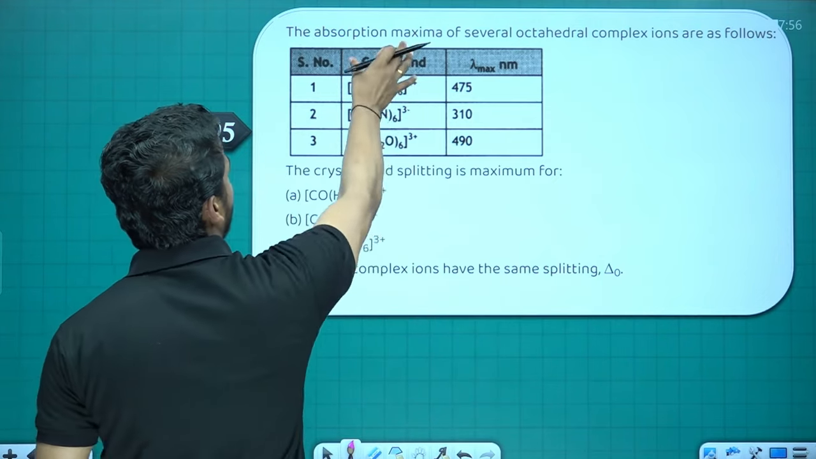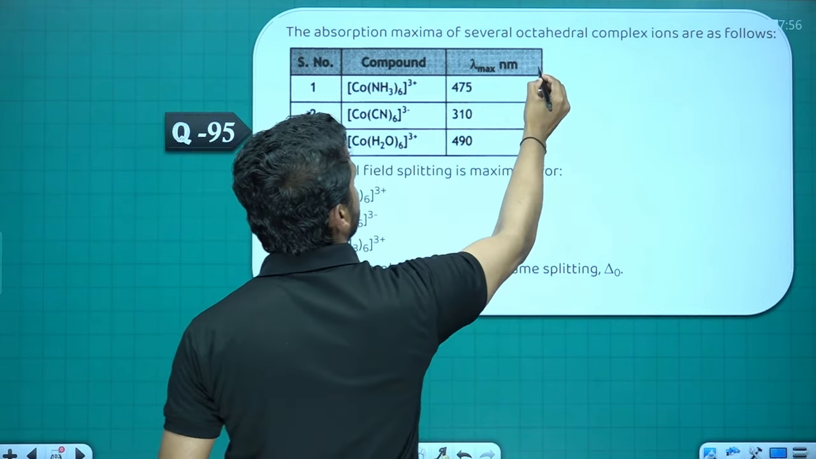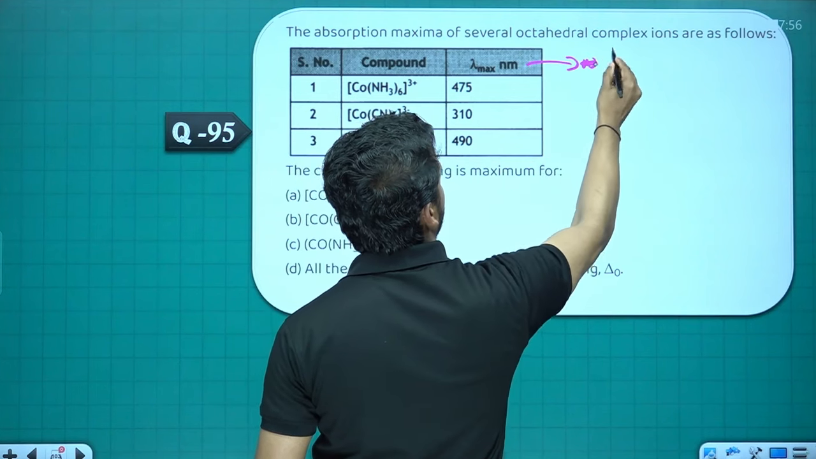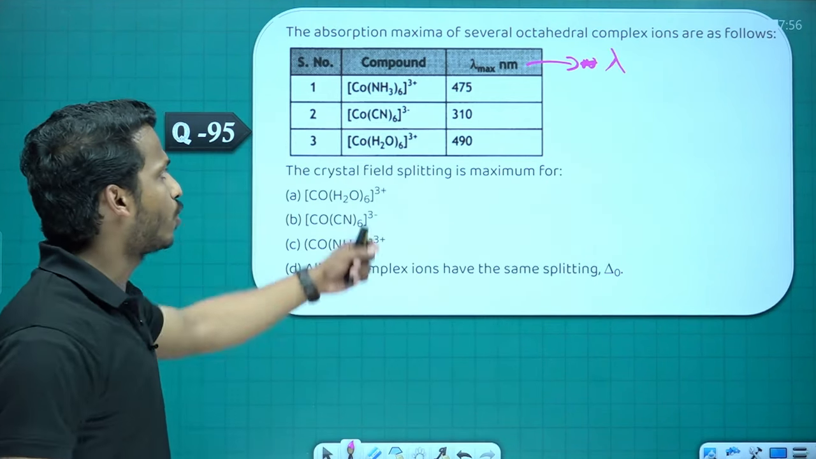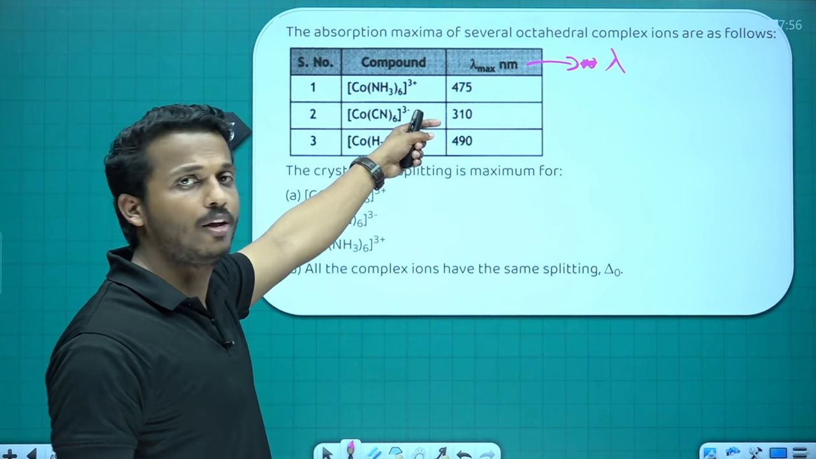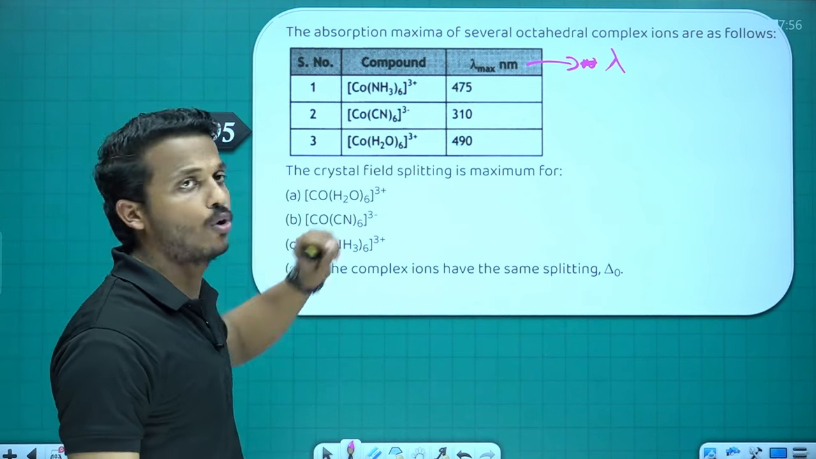You can see some compounds there, and a wavelength is given here. This is the wavelength, lambda: 475 nanometer, 310 nanometer, 490.